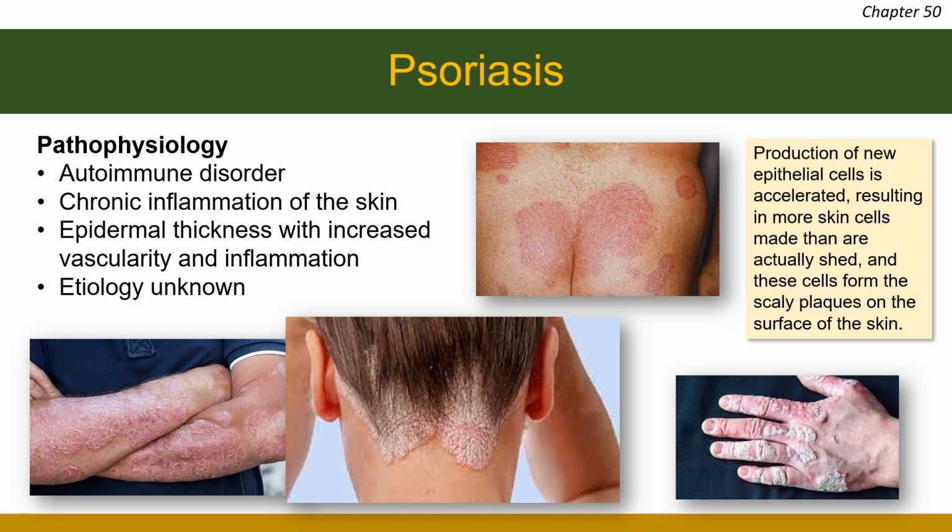So psoriasis is actually the production of new epithelial cells just really, really fast. So it results in more skin cells that are made than are actually shed. So this excessive production of cells leads to these scaly plaques on the surface of the skin.